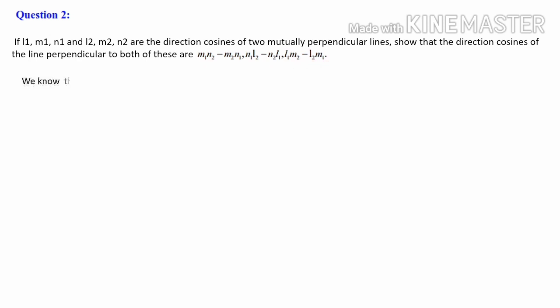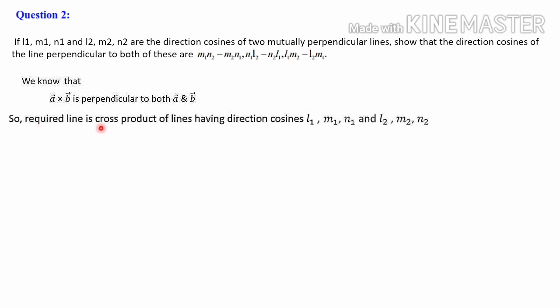We have learned that if two vectors A and B are there, their cross product A cross B will be a vector which is perpendicular to both A and B. In case of lines, also the same thing. The required line is a cross product of lines having direction cosines L1 M1 N1 and L2 M2 N2, because the required line is perpendicular to both of these lines. So you have to take the cross product of the first line and the second line.